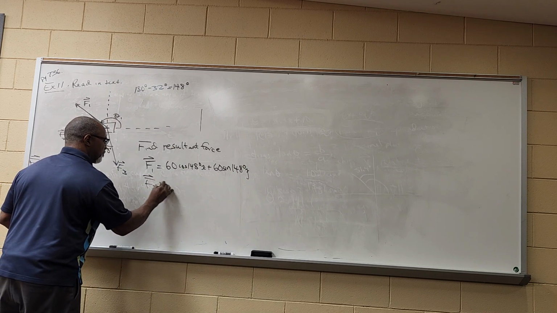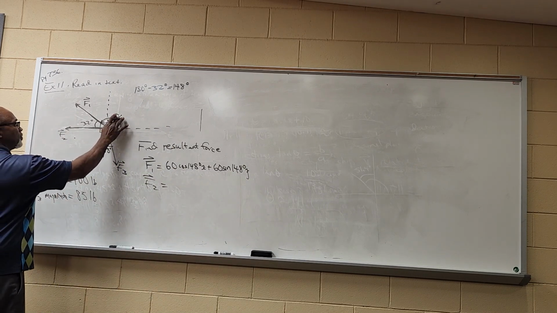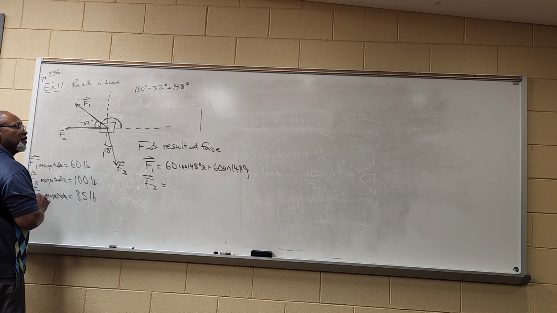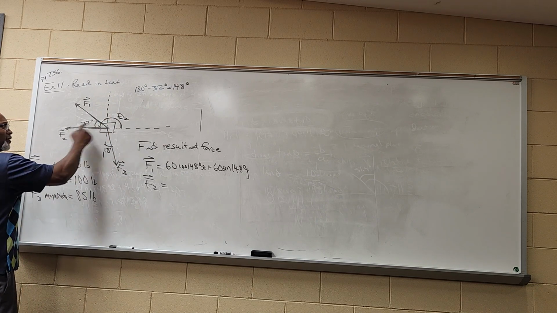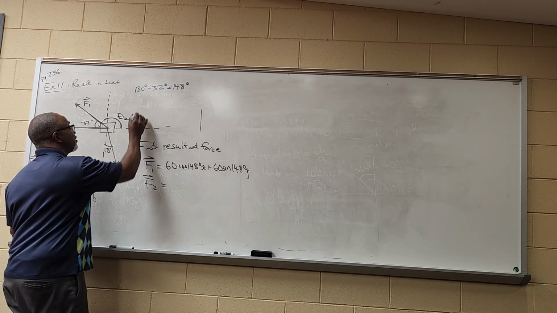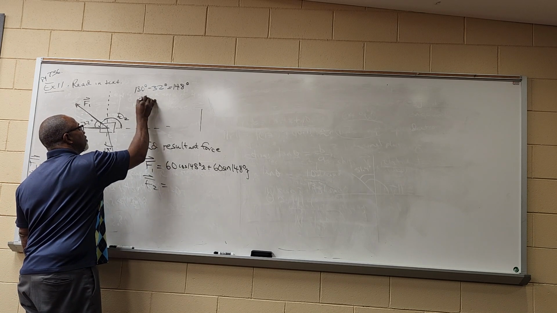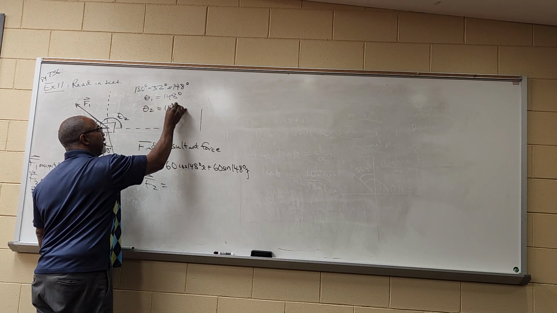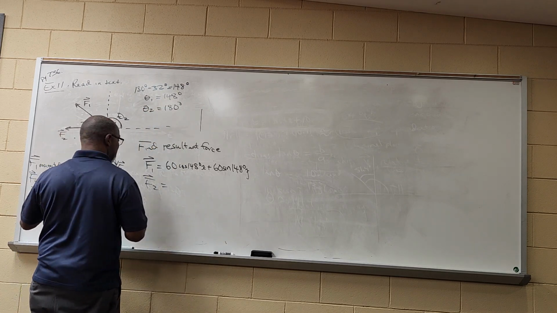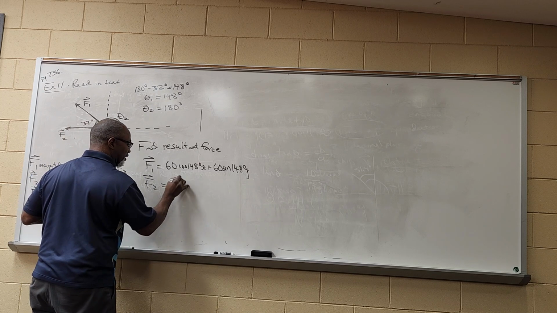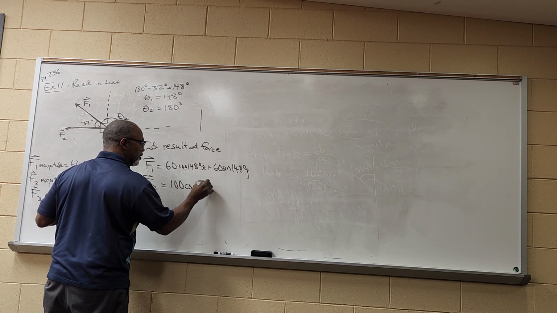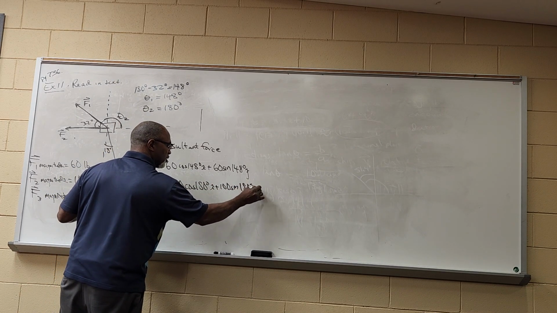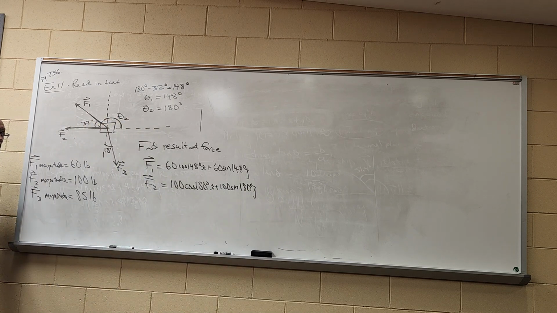Got to do the same thing for F2. So theta 2 would go from here all the way to there. Well, that's a flat angle, so that's 180 degrees. So theta 1 was 148 degrees. Theta 2 is 180 degrees. So for F2, the magnitude is 100, so I'll have 100 cosine of 180 I plus 100 sine 180 J. That's how I can represent F2.